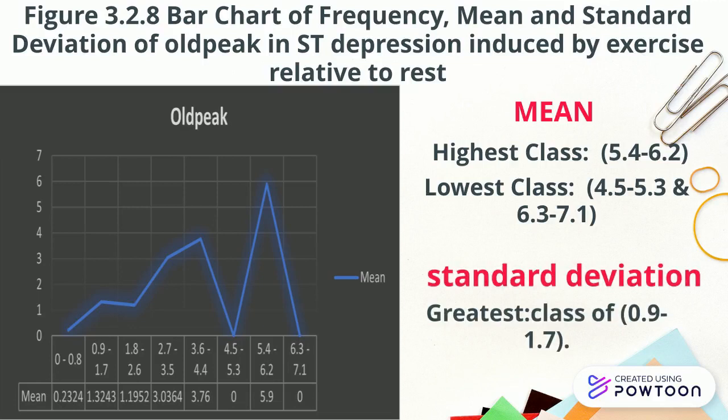Moreover, the standard deviation data is showing the greatest variation entitled class of 0.9 to 1.7. Not every exercise-induced ST depression led to ischemia, but it shows the higher risk of having relentless cardiac events in the future.